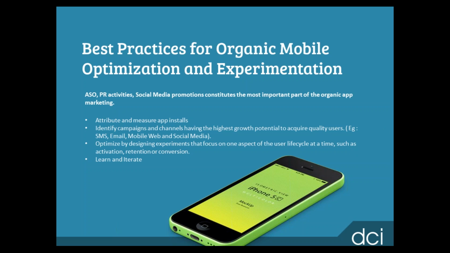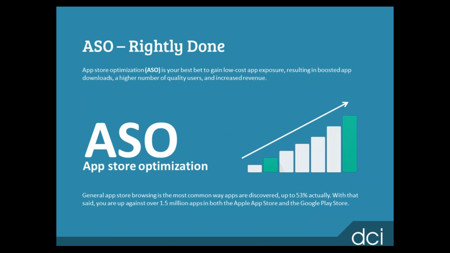So we also need to do SMS, email campaigns, social media campaigns, and optimize the experiments and focus on the aspects of the user life cycle, such as user activation, retention, and conversion. From these campaigns, you will be able to learn a lot of lessons, and you need to find out which channel performs well and focus your time, effort and budget on that particular channel. So you need to understand which channel performs best for you and which doesn't, and you need to optimize the channel accordingly and put your budgets there.